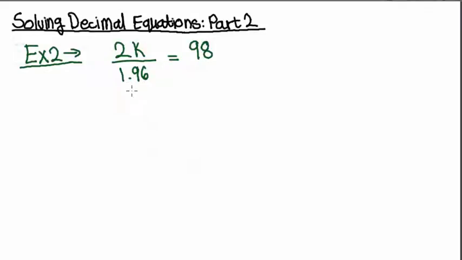In this example over here, let's say I have something such as 2k divided by 1.96 equals 98. Now the first thing that I can do is simply write down the SAD-map right over here to help me throughout this problem. Referring to SAD-map, I realize that I don't have any subtraction or addition, so I can move on to division and multiplication.